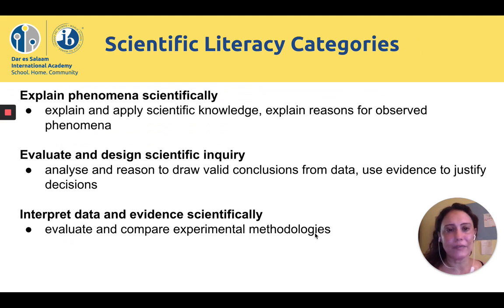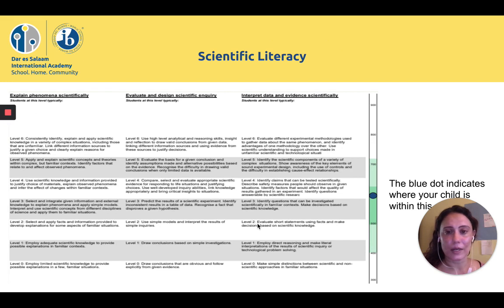In the scientific literacy category, again, this is new for primary, and secondary has had a bit more experience on this, but the three sections are: explain phenomena scientifically, evaluate and design scientific inquiry, and interpret data and evidence scientifically. This again will look very similar to the math and language areas, with the green bands and the blue dot that falls within the appropriate level numbering.